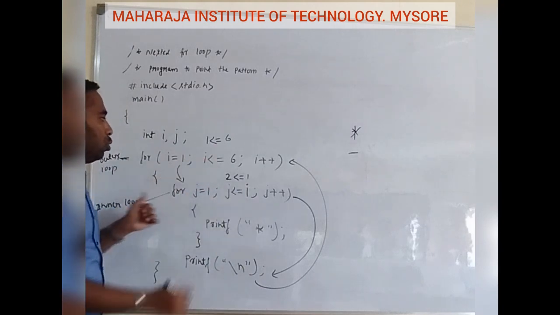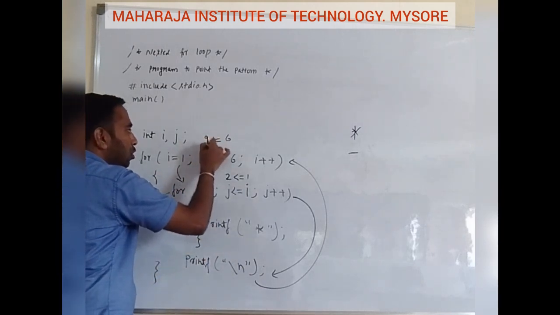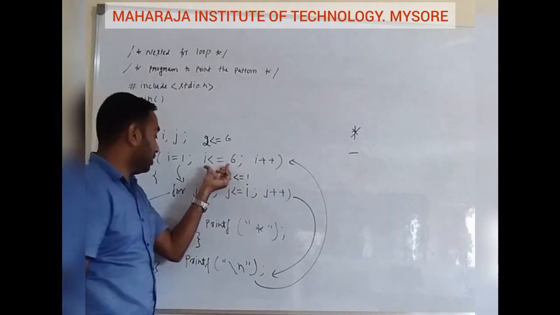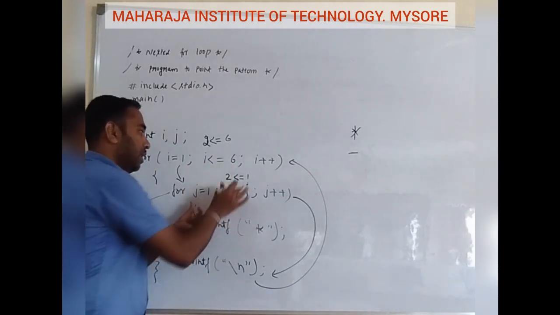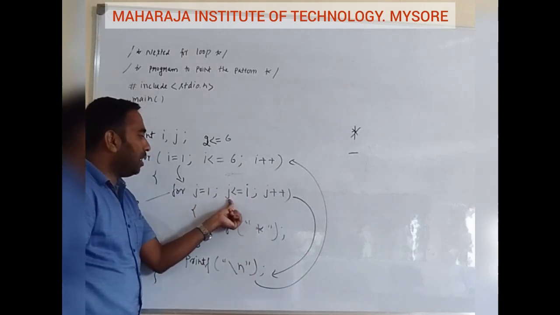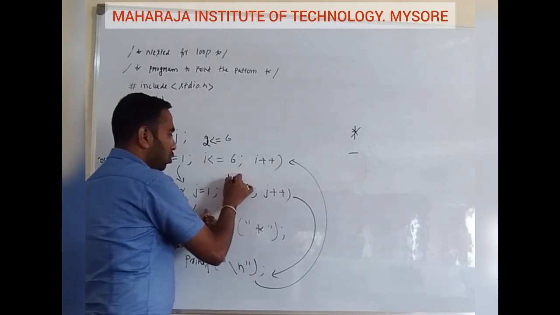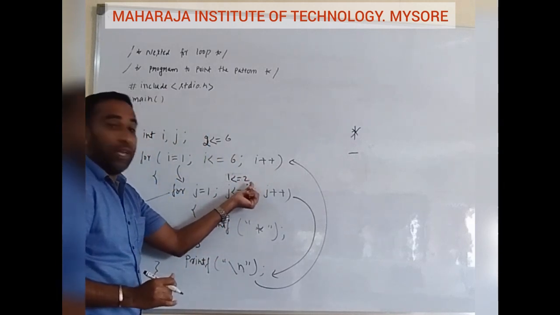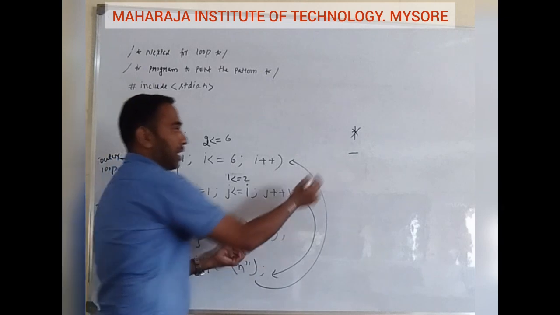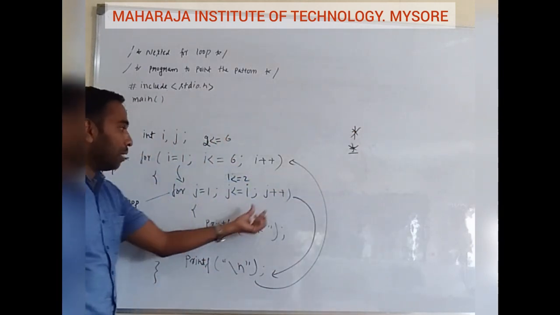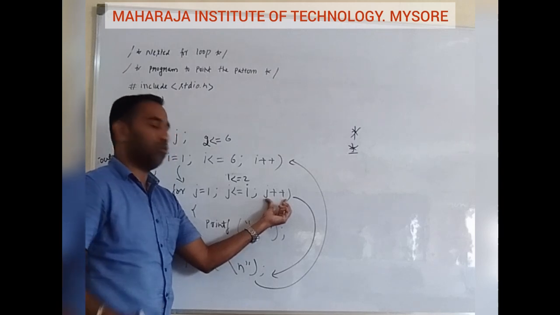i becomes 2. Check the condition: is 2 less than or equal to 6? Yes. It will come to j. Now j becomes 1. Is 1 less than or equal to 2? The value of i is 2. Yes, so print a star. The cursor is here to print the star. Then increment j. j becomes 2.